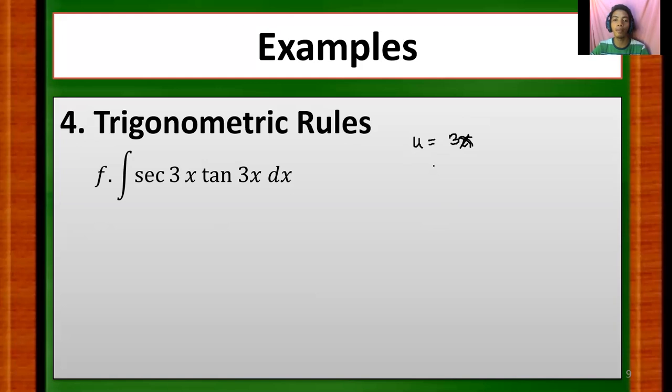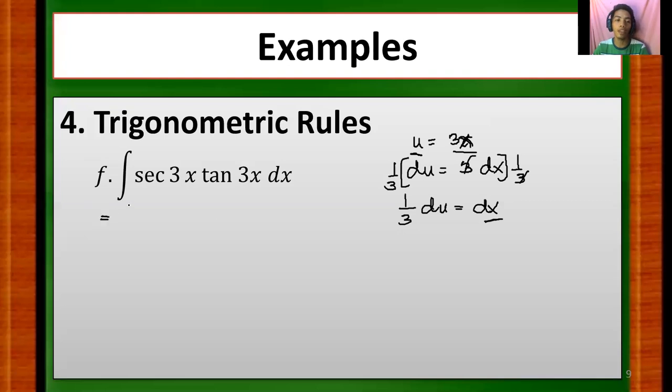Okay, 3x. And then get the derivative of u which is equal to 3 dx. After that, multiply natin siya by 1/3. Bakit 1/3? It's because ang numerical coefficient natin dito is 3, kaya 1/3. And then, makakancel to dito. So I have 1/3 du is equal to dx. So yung 3x natin ay papalitan natin ng u, at ang dx natin ay papalitan natin ng 1/3 du.